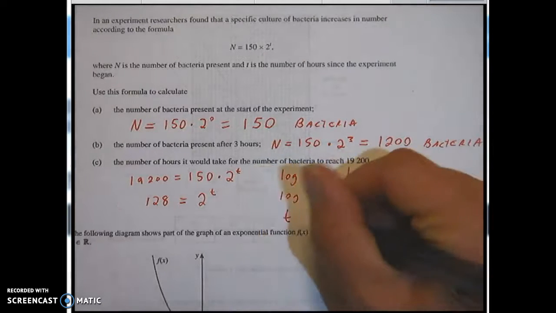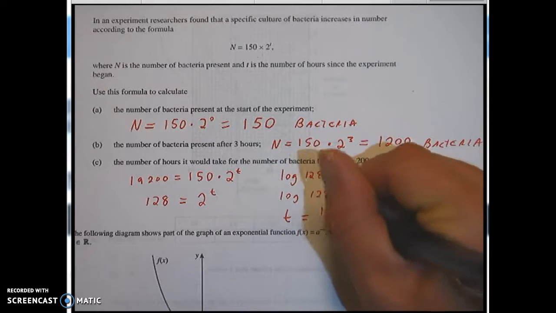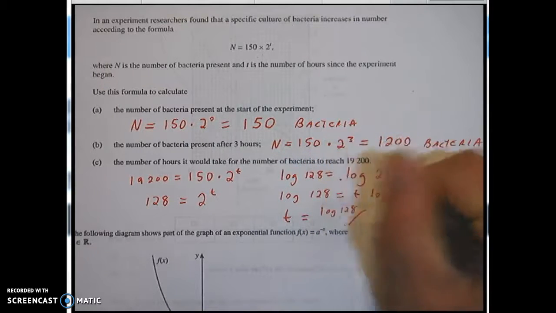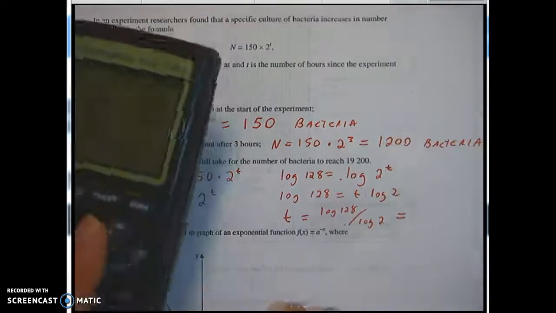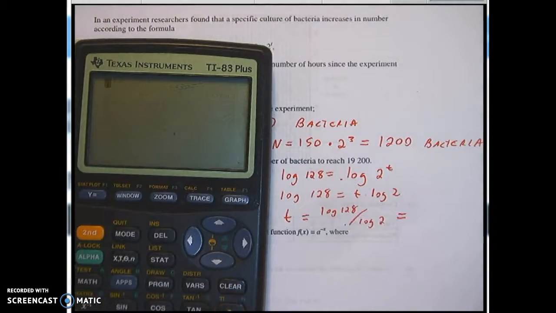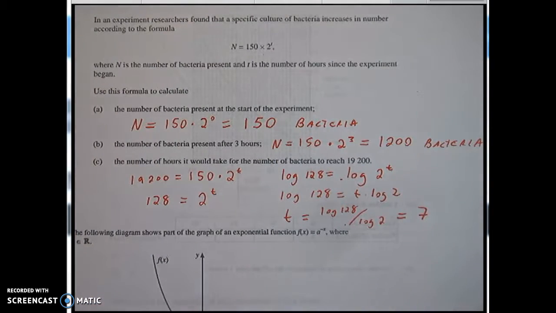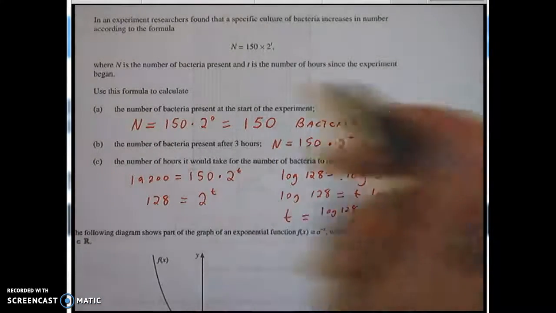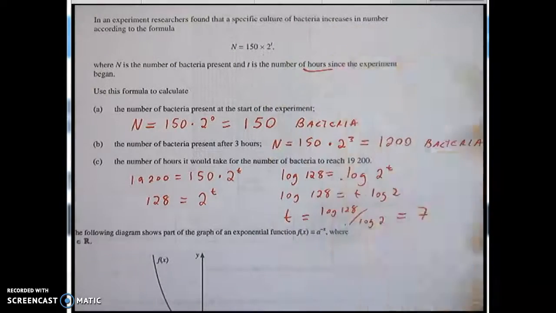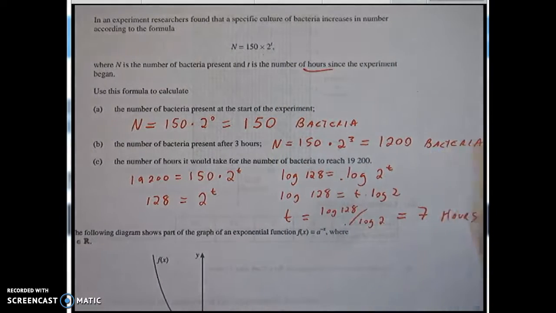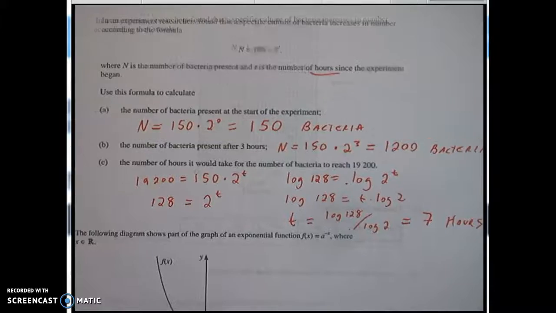So then time equals log 128 divided by log 2. And we should go ahead and type that into the calculator. Log 128 divided by log 2. That's going to be 7. Now don't forget your units on that. That's going to be 7 hours. Alright, so that was the first problem on this thing.